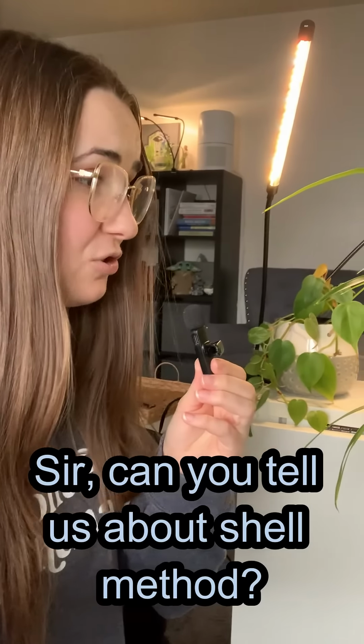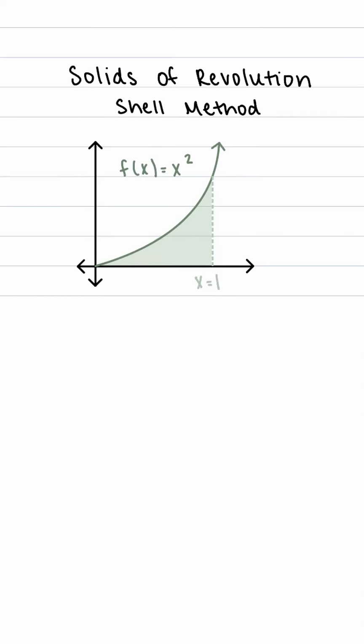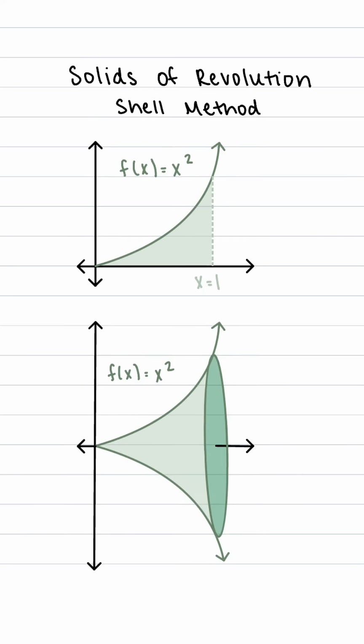Sir, can you tell us about shell method? Here we have the function x squared between 0 and 1, and we want to revolve it around the x-axis.